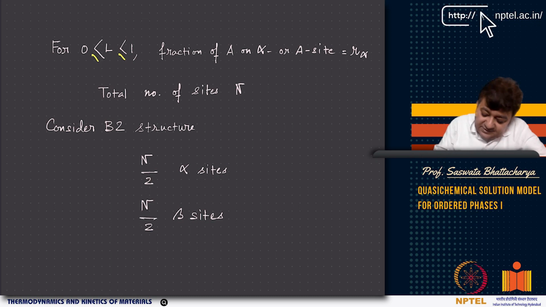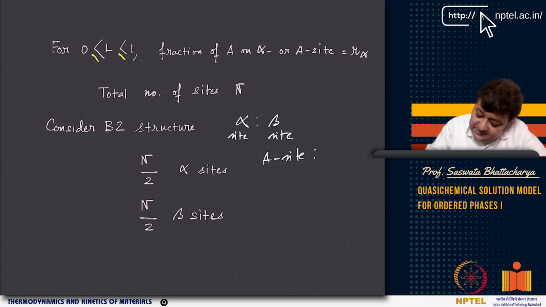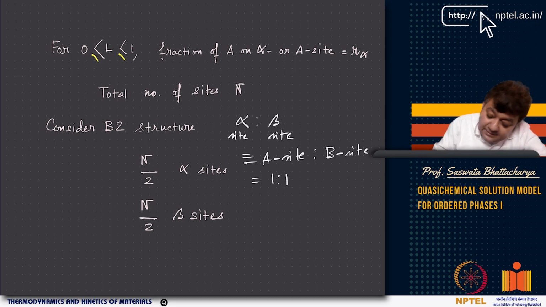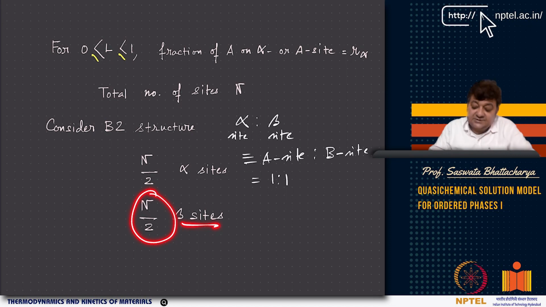In these lattice sites, if you consider B2 structure, you have alpha is to beta. If you see alpha is to beta, these are like sites. Alpha site is to beta site, or you can also call it A site is to B site, because alpha site is basically occupied by A, say, and this is B site, the same, right? Equivalent, which is equal to say 1:1. If it is 1:1, that is 50-50. Then if your total number of sites is n, how many alpha sites do you have? You have 50%. So basically n by 2 alpha sites. Similarly, you have n by 2 beta sites, right?